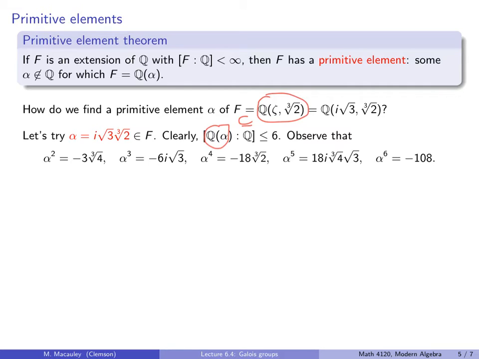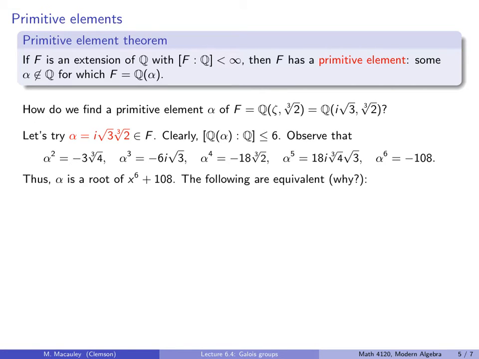So it's not hard to check that if we take successive powers of alpha, we get that alpha squared is negative 3 times the cube root of 4. Alpha cubed is negative 6i root 3. Alpha to the 4th is negative 18 cube root of 2. And alpha to the 5th is 18i cube root of 4 times root 3. And most importantly, alpha to the 6th is negative 108. So this is the one that we care about the most because it tells us that alpha is a root of the polynomial x to the 6th plus 108. Great. So where do we go from here?